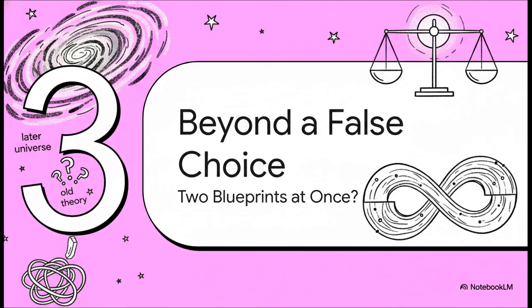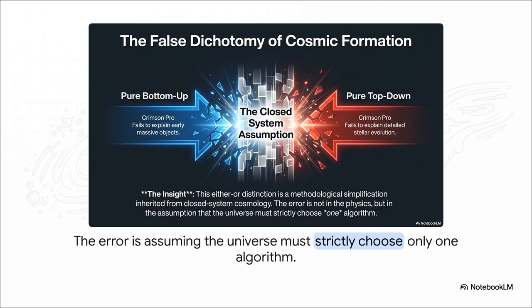What if the universe uses two blueprints at the same time? See, for years, the whole debate has been stuck between these two extremes. Either everything builds up from small to large, or everything starts large and then breaks down into smaller pieces. But this illustrates the core mistake so well. The assumption that the universe had to choose just one algorithm and stick with it for its entire history.